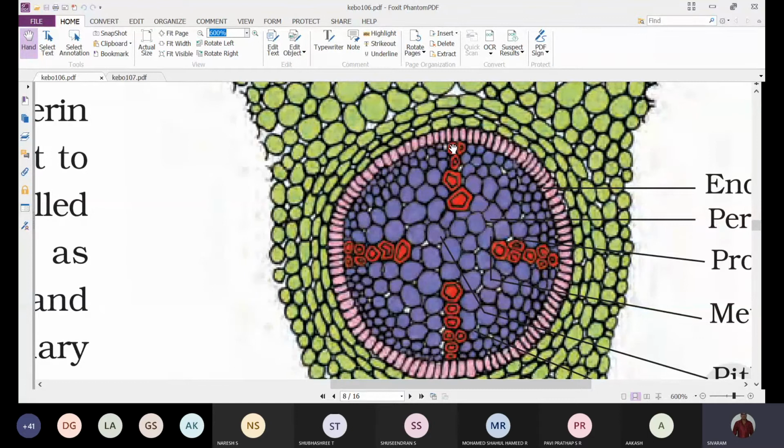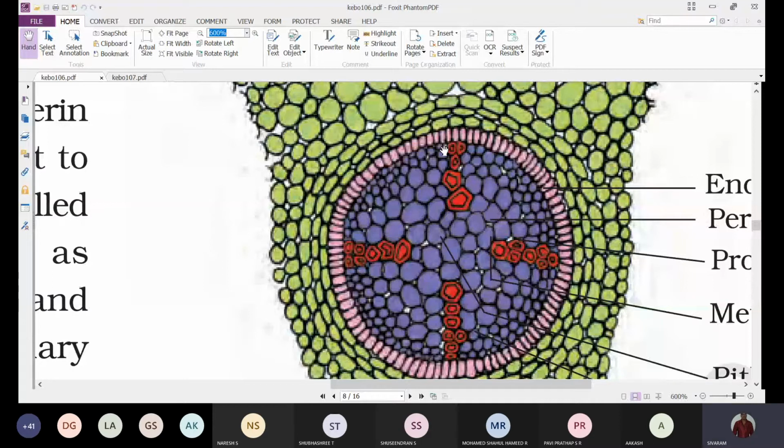Through these passage cells, the water will enter into the protoxylem, and from there it is transported to the higher parts of the plant body. Now below the endodermis, we'll find a few layers of pericycle. We already said the pericycle is made up of a few layers of parenchymatous cells, which are present adjacent to the protoxylem.